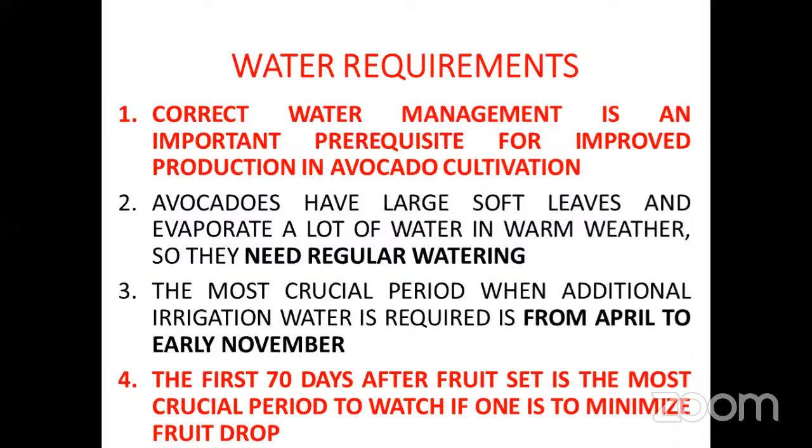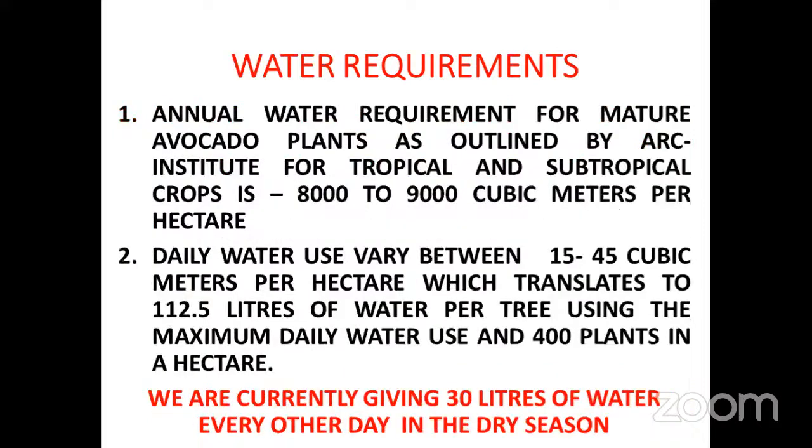So you need to watch month on month, from January to December, so you understand the plant behavior at each stage. And there is a proposal from the Institute of Tropical and Subtropical Crops out of South Africa. They propose that 8,000 to 9,000 cubic meters of water are needed every year per hectare for irrigating, which translates to an average daily water requirement of 15 to 45 cubic meters per hectare. And translating this into liters gives you 112.5 liters of water per tree.